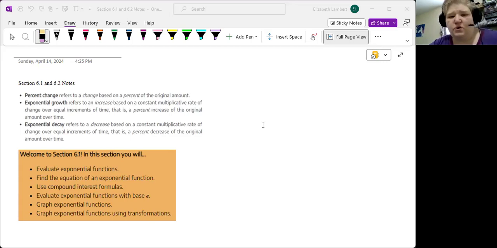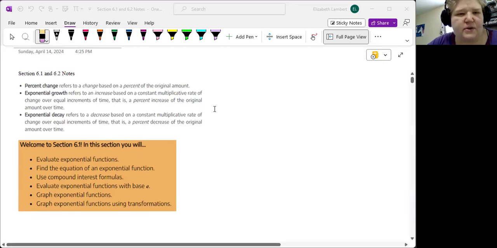So, we're not going to focus on log properties. That's actually going to be section 6.3 next week. But we got a whole lot of other stuff. So I'm going to try to go through it as quick as I can. So let's begin.